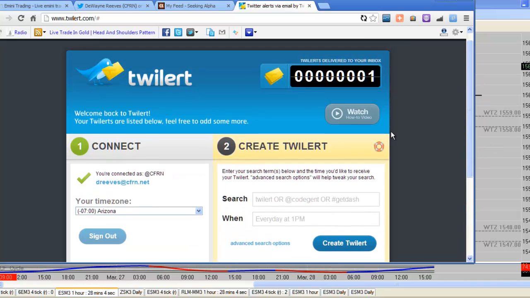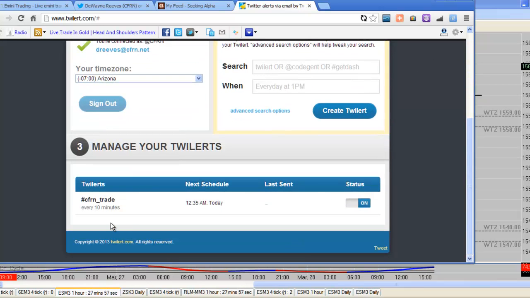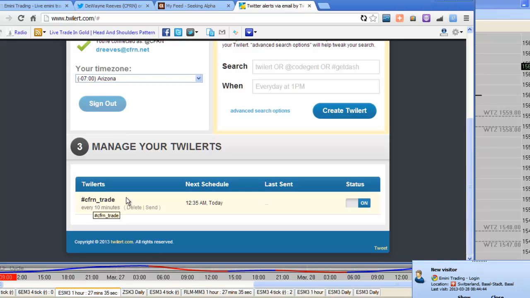It's that easy. It took me 29 minutes to tell you. That's how you fix the mistake in Twilert. Instead of at CFRN, pound CFRN underscore trade, until I decide to change it to something else. Okay? Now you only get 140 characters with Twitter, so I ate up a lot of characters with that. But it's the only way I could figure to make sure you didn't get tweets that weren't actual trades. All right.